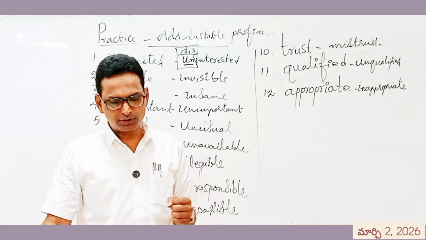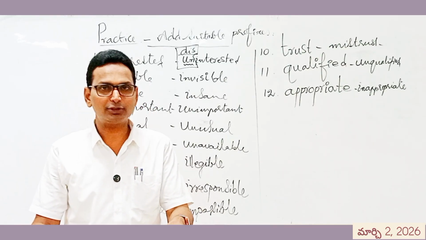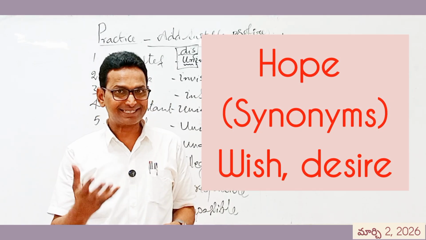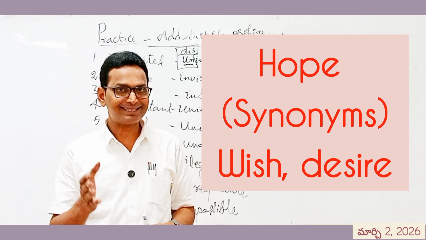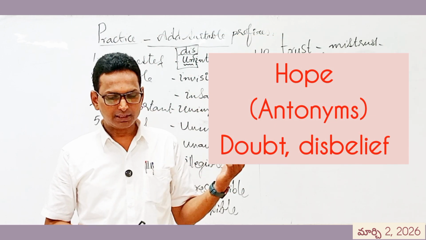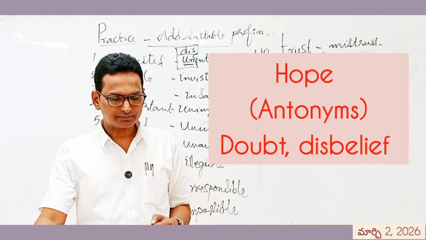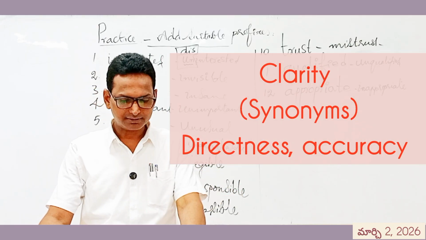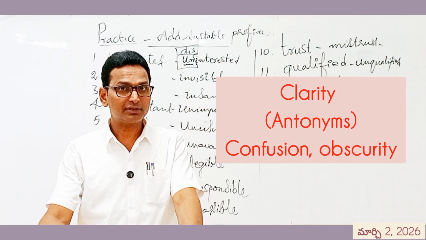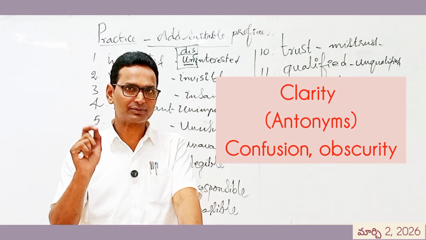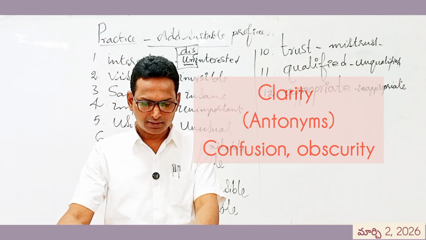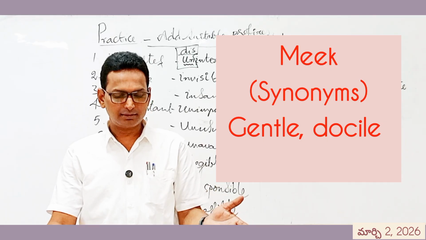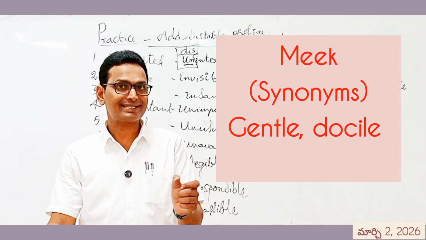Now let's plunge into the pool of antonyms and synonyms and enjoy their nuances. Hope. Synonyms for this word are wish, desire. Antonyms: doubt, disbelief. Clarity. Synonyms: directness, accuracy. Antonyms: confusion, obscurity. Remember the spelling for this word: obscurity. Meek. Synonyms: gentle, docile.